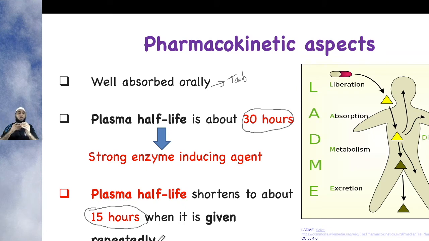Since it gradually decreases to 15 hours, you may need to increase the frequency of its dosing. Maybe initially you started with a once-a-day tablet. When you give it repeatedly, you may need to increase the dosing frequency, like twice a day, or sometimes, when it is not effective due to its strong enzyme induction, you can switch that patient to another drug. So this is how pharmacokinetics plays a very important role in the treatment with carbamazepine. You need to decide the treatment with carbamazepine based on its pharmacokinetic properties.